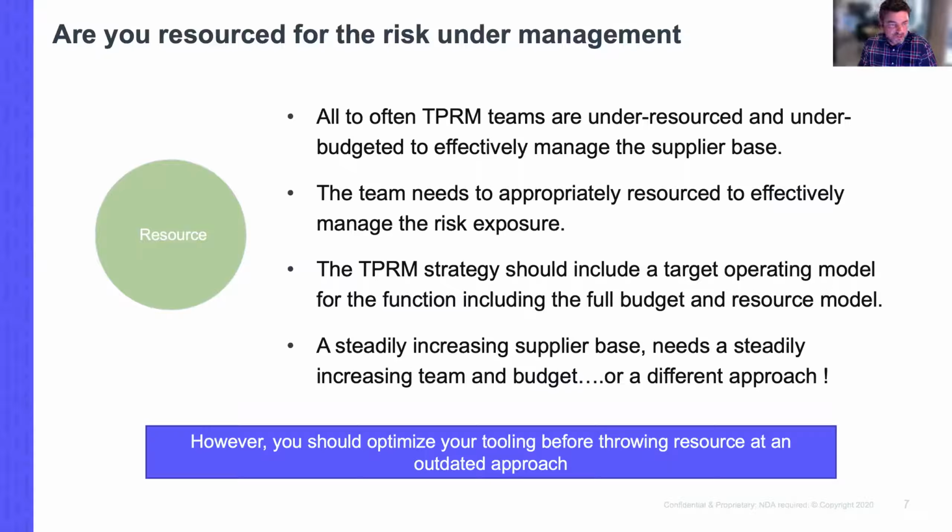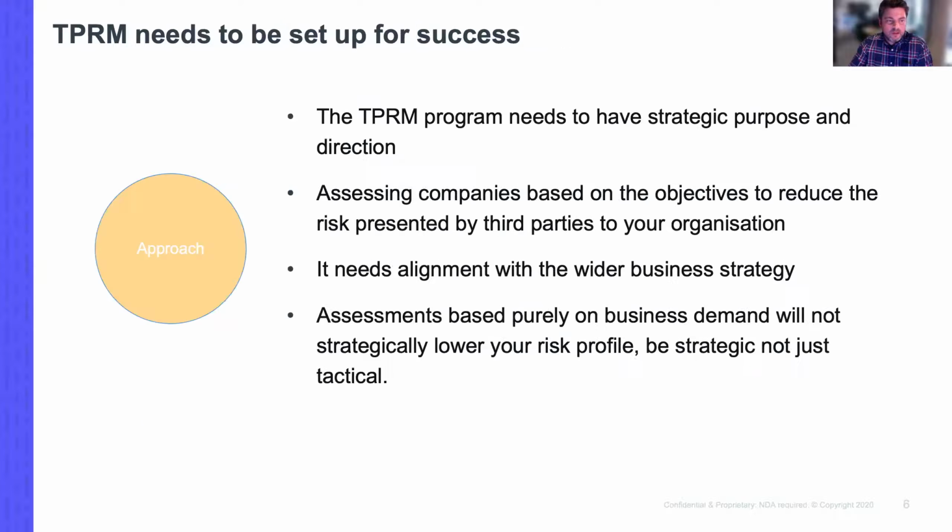You need the right resource, they need the right skill. They need to be focused on tiering the companies effectively so they know who to spend the most time with. And equally, they need to know the global ramifications of those suppliers. I'll get onto that a little bit later on. So optimization is the key thing about resource. Don't just throw people at the problem. It's not going to fix it.